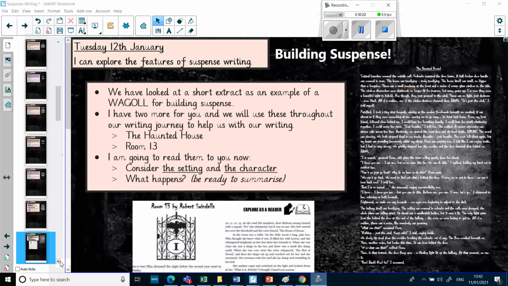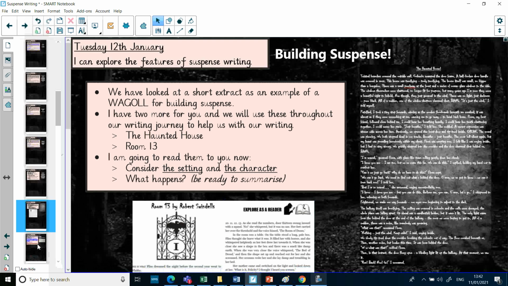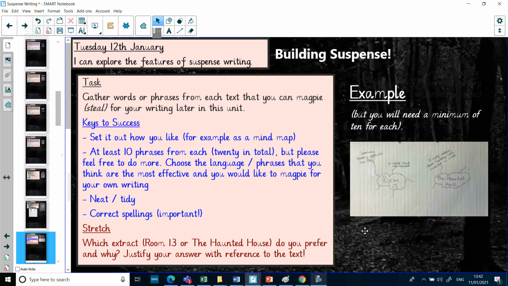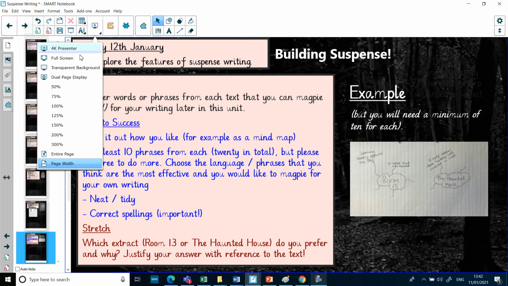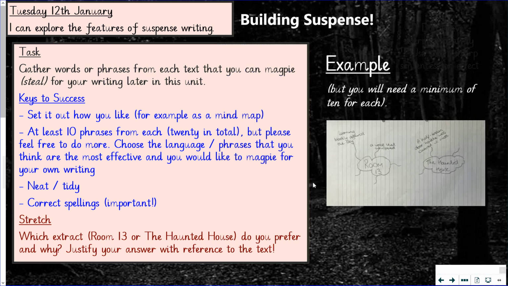Now, what I'd like you to do for your activity today is obviously listen to me read a lot, and we've gone through all the features of suspense writing. And moving forwards now, I want you to think about how you can use those examples to assist you with your writing in the future. So your task is to gather words or phrases from each text that you can magpie or steal for your writing later in this unit. So essentially what we're going to do is one of my favourite things as an author, we're going to steal other people's writing.